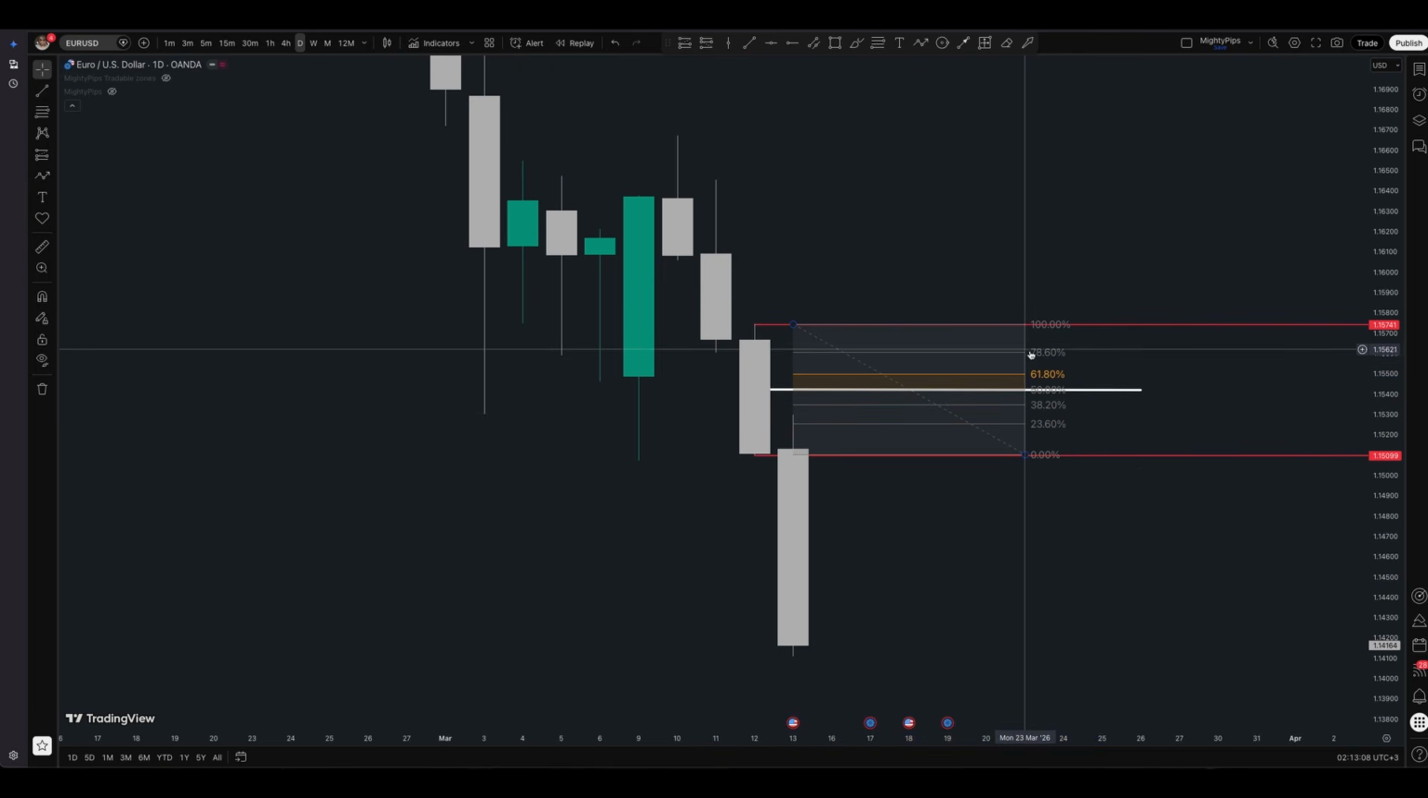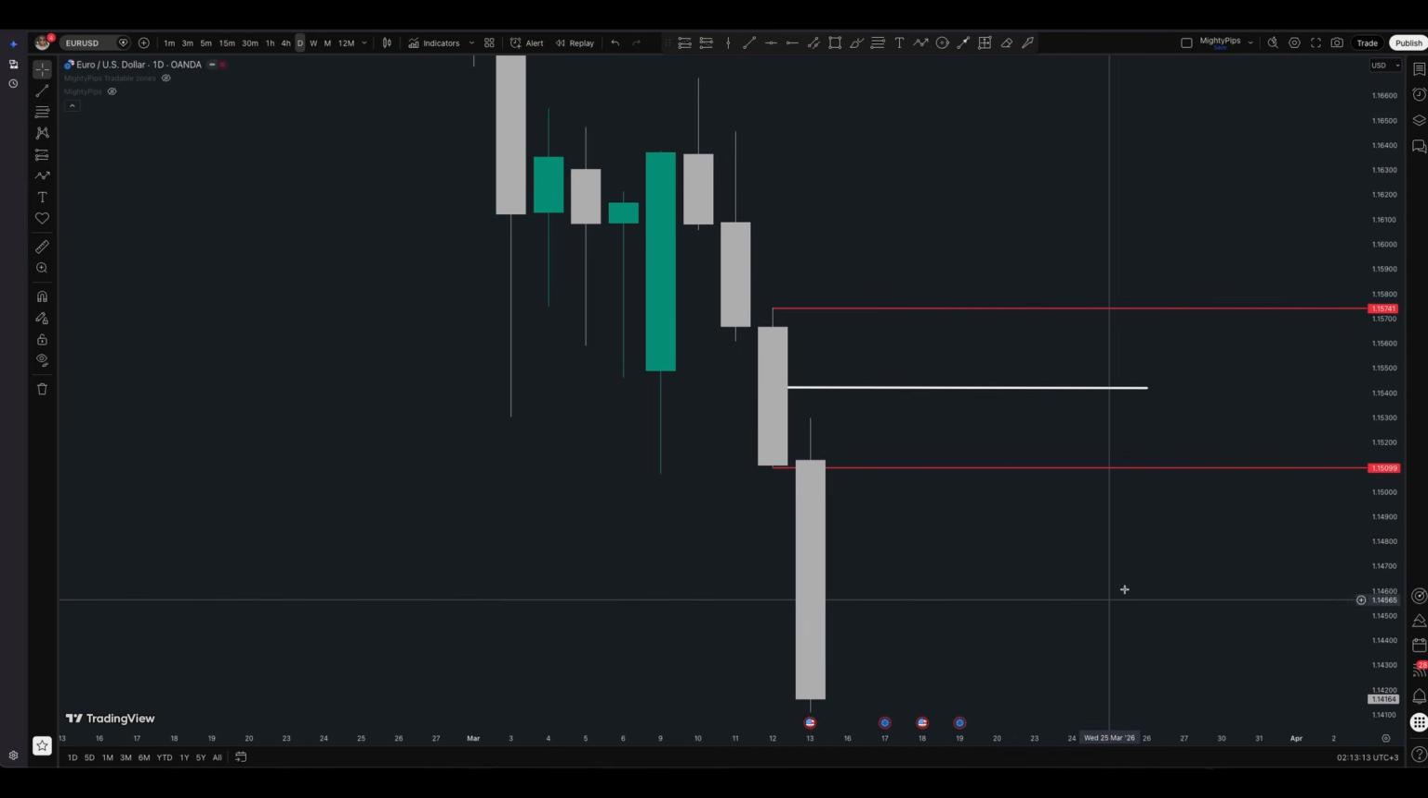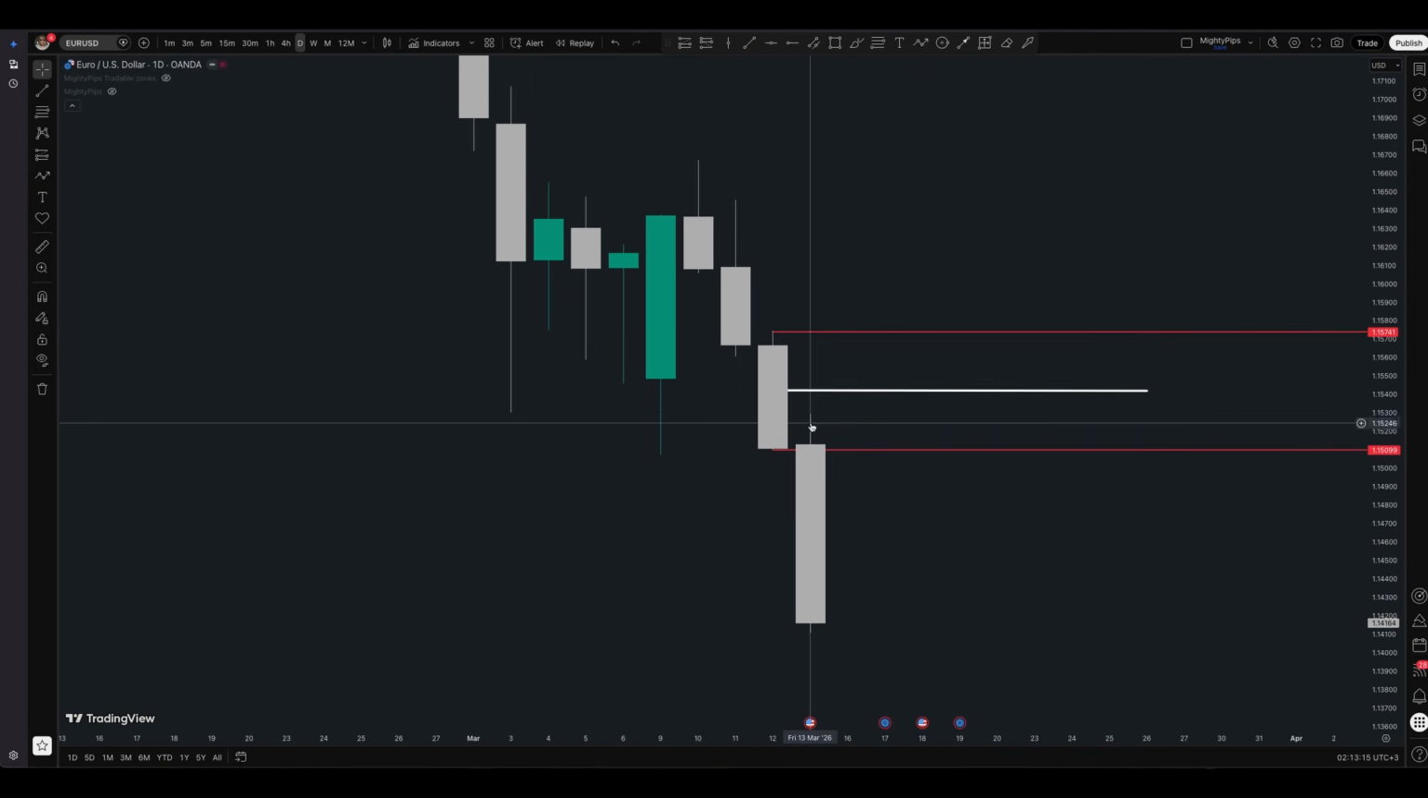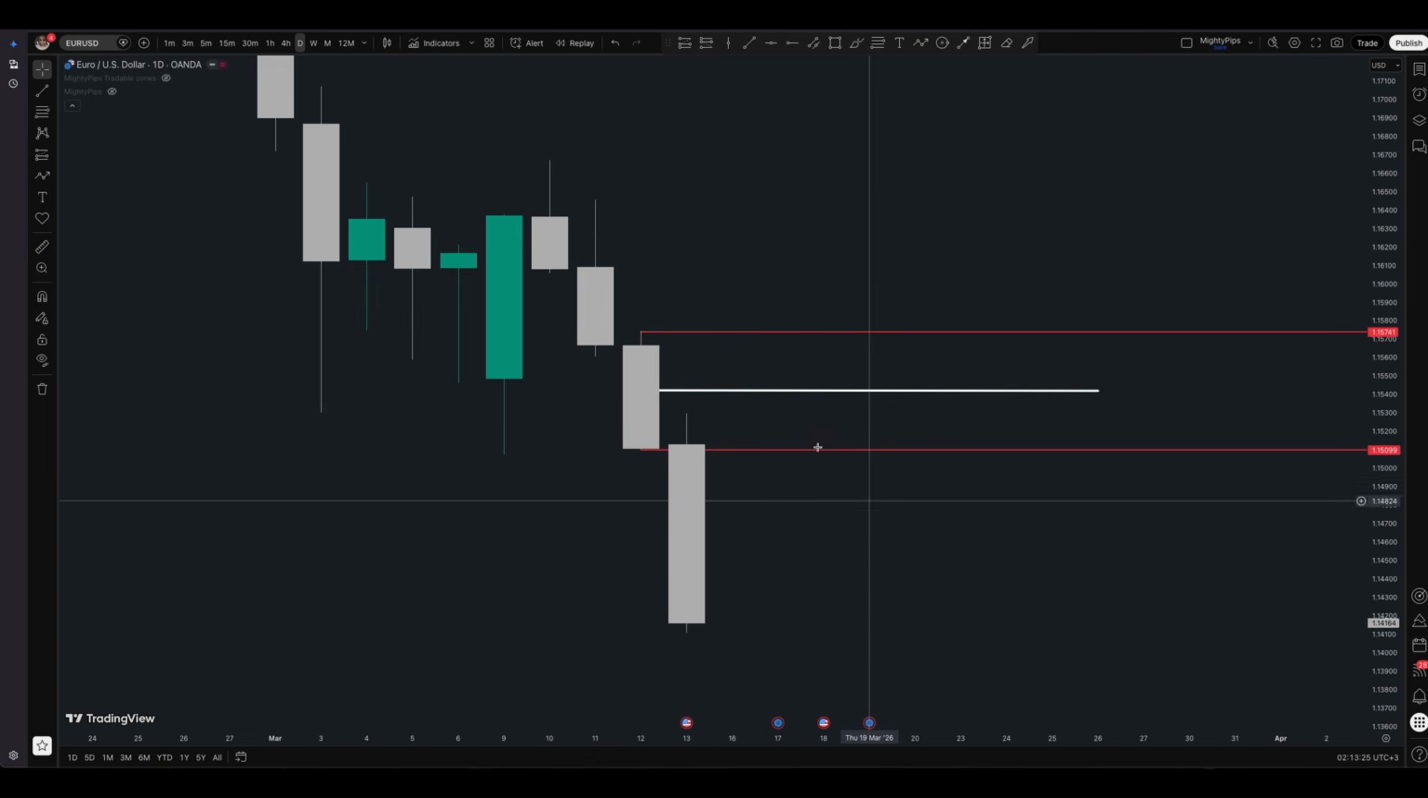So we can remove the Fibonacci. That is the line which you want to watch. If this candle's wick breaks above that line, the chance is going to be higher for that candle to turn bullish and start going up. But as you can see, this candle fails to break above that line right there, and then it comes and breaks below this previous candle's close.